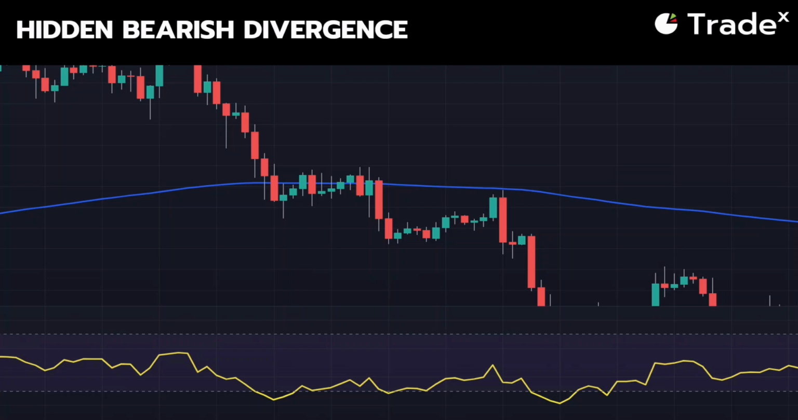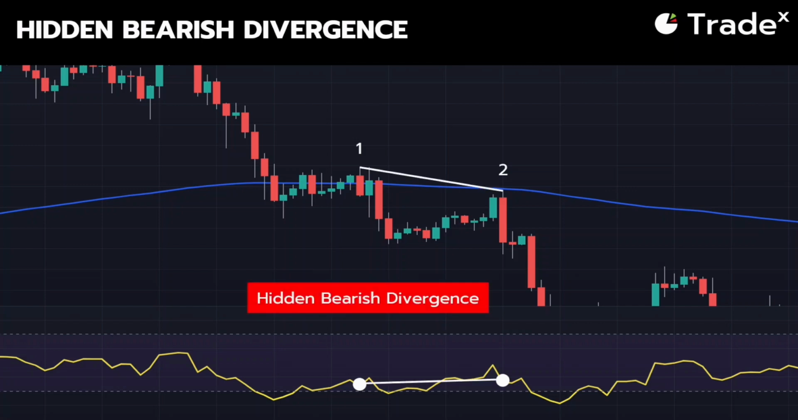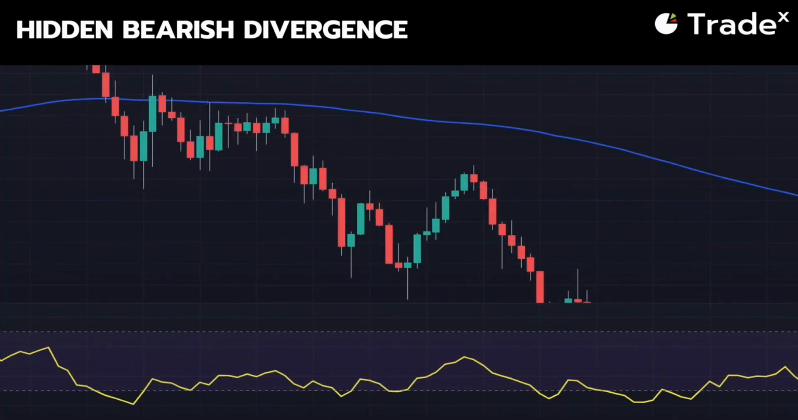In this example, the price drops sharply below the 200-period moving average, indicating a shift from an uptrend to a downtrend. During the pullback, we identify two highs at points 1 and 2, along with their corresponding RSI values. At these points, the price forms a lower high, while the RSI shows a higher high. This creates a hidden bearish divergence pattern, suggesting that the price is likely to continue its downward movement. To enter a short trade, we wait for the price to break below the support level, which will confirm the continuation of the downtrend.